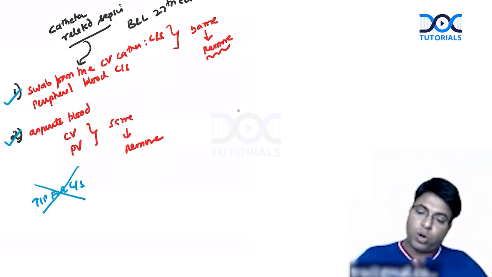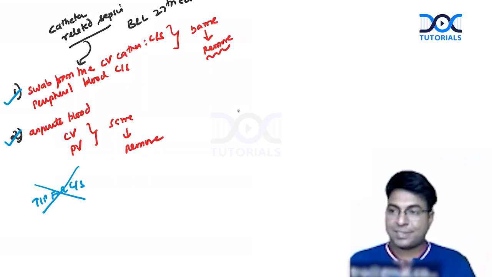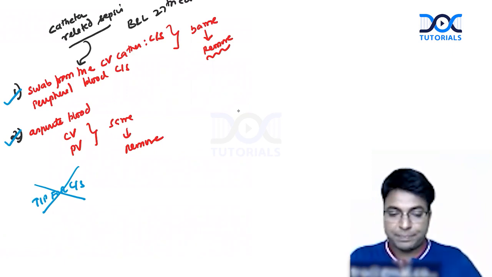So options 1 and 2 are good without compromising the central vein catheter. So these will be the 2 correct answers as per the 27th edition Bailey. You can go and verify. This is the answer from the 27th edition.